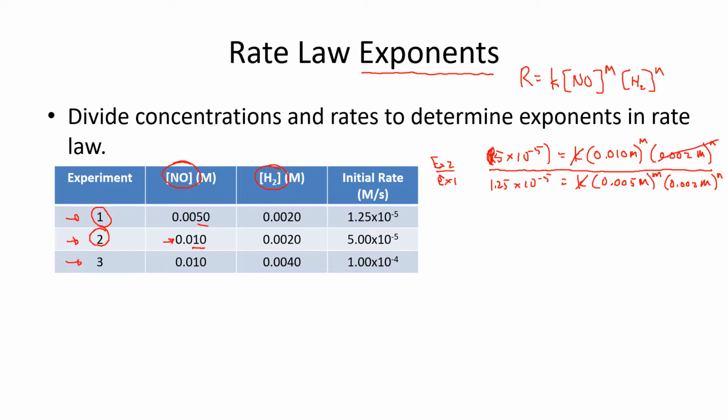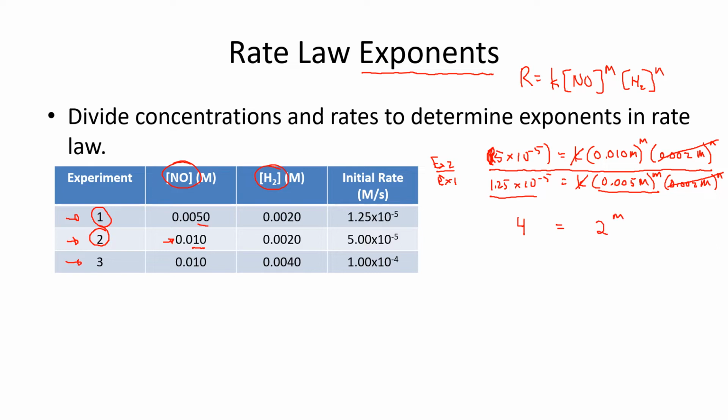0.002 to the power of n will divide by 0.002 to the power of n, and that'll equal 1. So we're just left with these two parts. So 5 times 10 to the negative 5 divided by 1.25 times 10 to the negative 5. Do that on your calculator, you'll end up with 4. And that equals 0.01 divided by 0.05, which is 2, to the power of m.